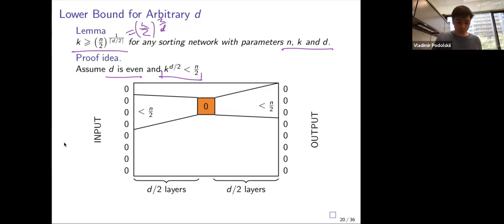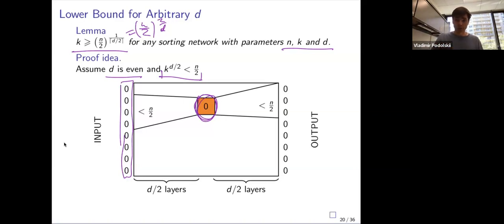Okay, what do we do now? We consider the 0 input. You can see that here we have just zeros, and the output is also obviously 0. We consider some cell in the middle. There are d over 2 layers on the left and d over 2 layers on the right. And we consider some cell to which we actually have access.